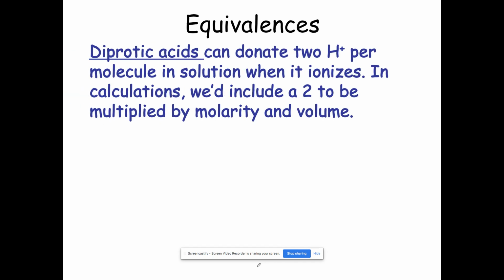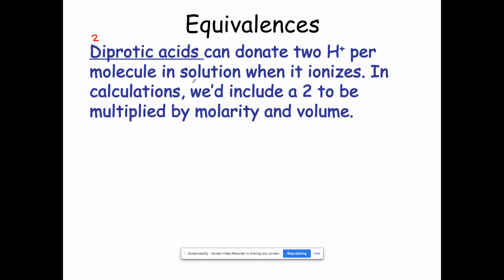So sometimes you have acids that are diprotic, di meaning two. So these acids are going to give off 2 hydrogens per every molecule in solution when it ionizes. So in our calculation, we need to account for that. So we'd multiply our molarity and our volume by a 2.